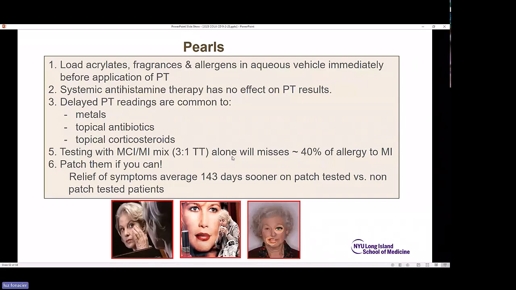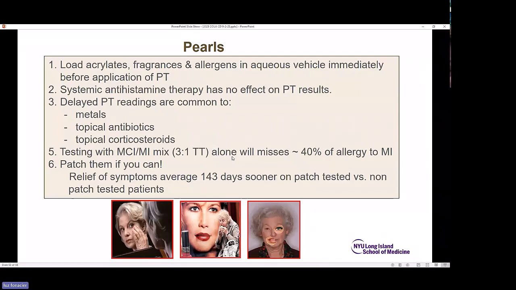Okay, other pearls. We're now trying to summarize. In summary, there are allergens when you do your patch test that you can load prior to, but there are allergens that have to be loaded immediately before application of the patch test. That includes acrylates, fragrances, and any allergen in aqueous vehicle. Systemic antihistamine has no effect on patch test.